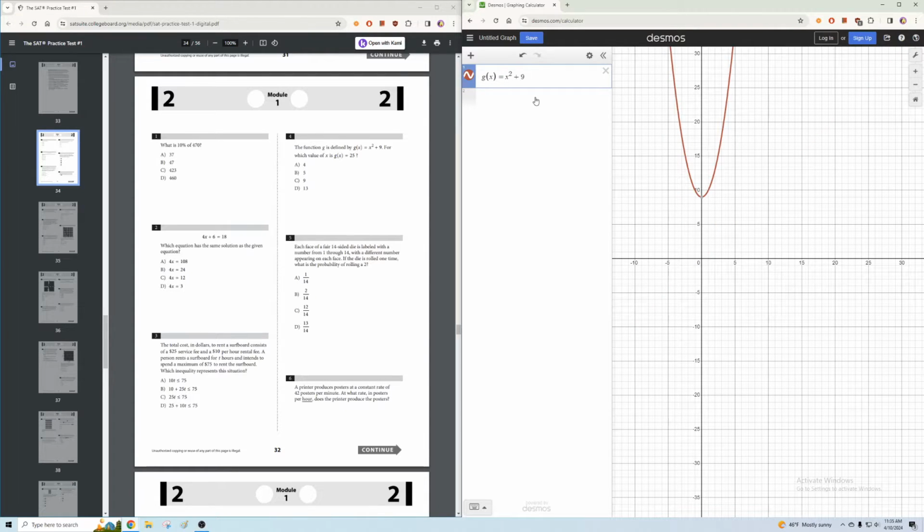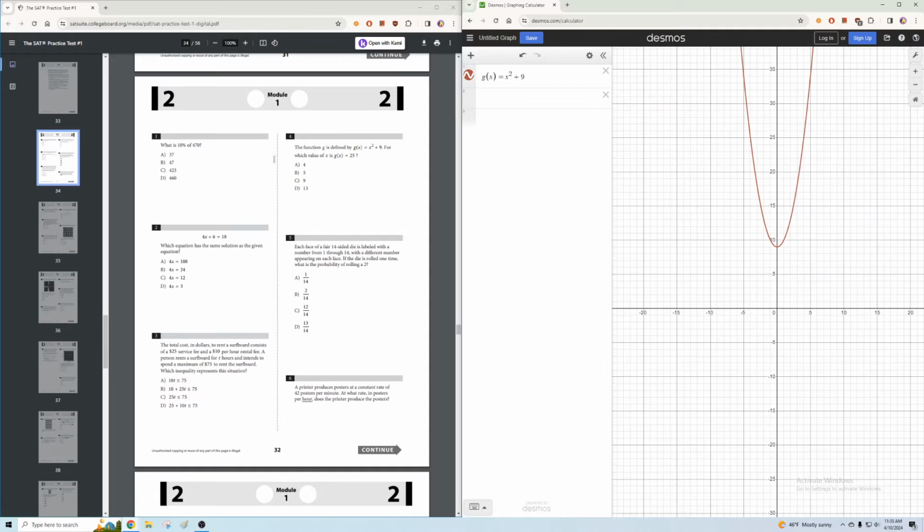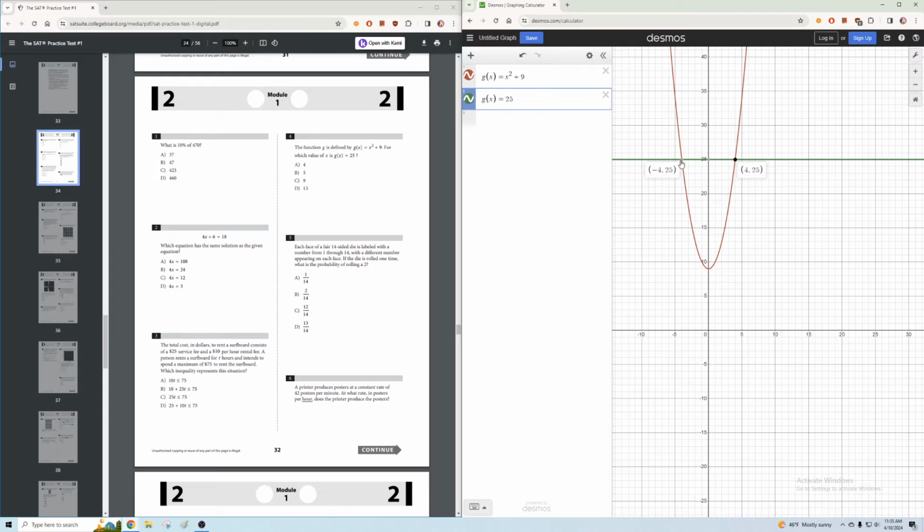You can just say y is equal to. But in this case, you're just looking for points of intersection for which values of x is g of x equal to 25. You can actually just straight up type in g of x is equal to 25, and you can just find these moments. So it looks like you have an x value of 4 and an x value of -4. So in this case, it's looking to be A.